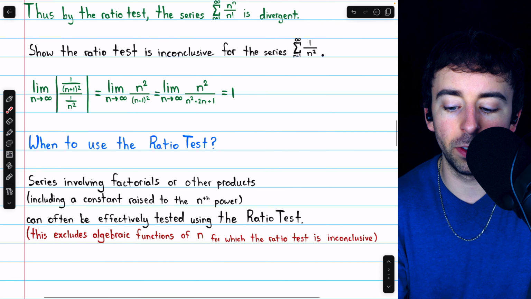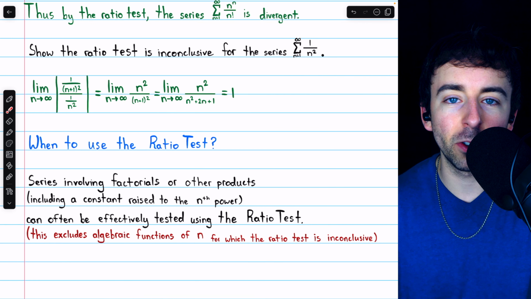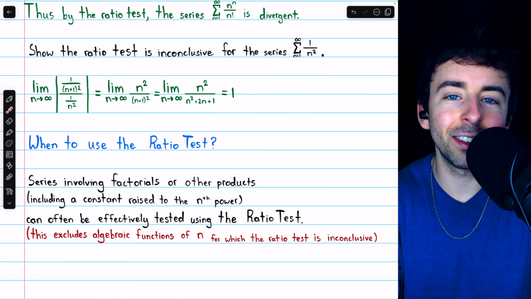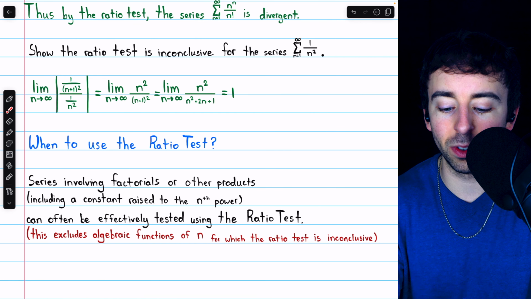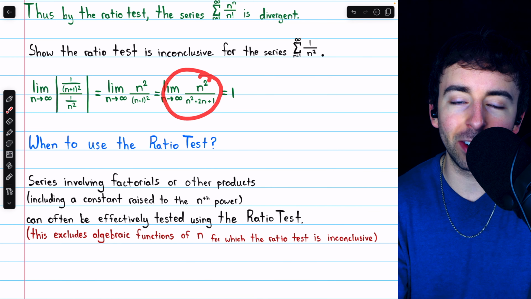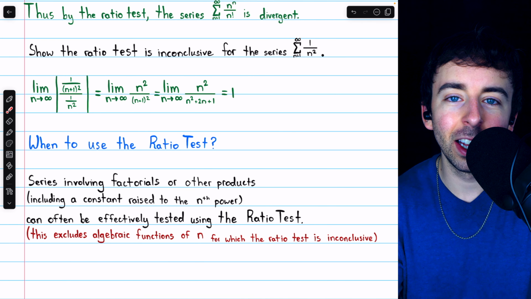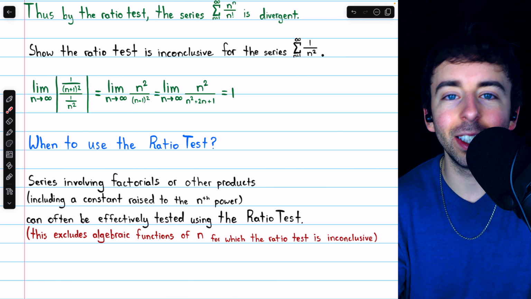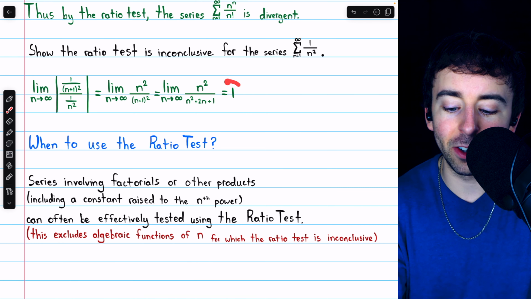Just like we saw here, this is a very simple algebraic function, and whatever the algebraic function is, if you try to use the ratio test on it, you're going to end up getting a limit of 1. It's going to be inconclusive. It's going to end up being very much like this. When you try to apply the ratio test to an algebraic function, you're going to end up getting equal leading coefficients for polynomials of the same degree, and you're going to get 1.